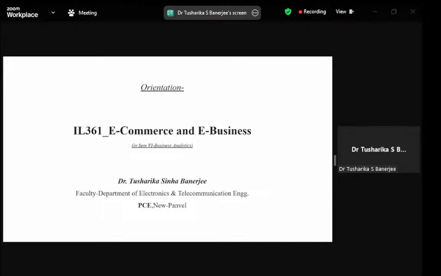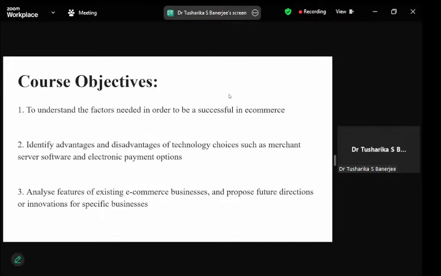So what is the objective of this particular subject? Why are we reading this? Of course, we want to understand what the factors are which are needed to grow successfully in e-commerce. Electronic commerce के लिए कौन-कौन से factors हैं, वो सारे कुछ आप list कर पाएंगे after you know the e-commerce and e-business syllabus in detail.